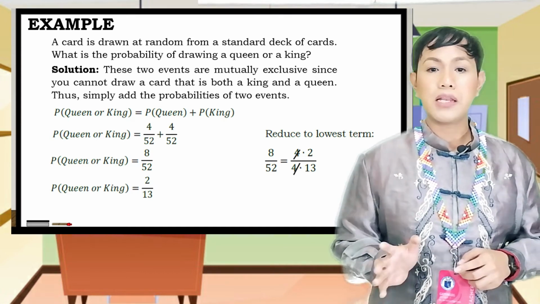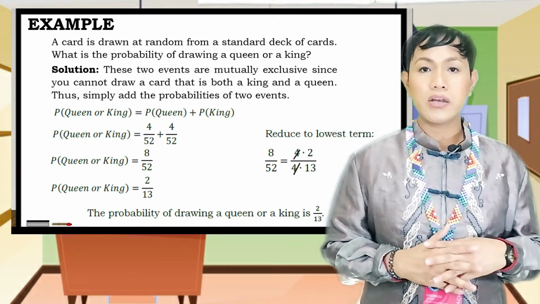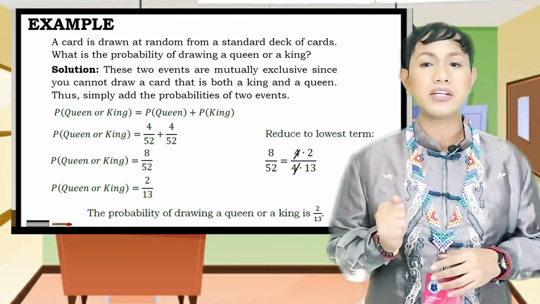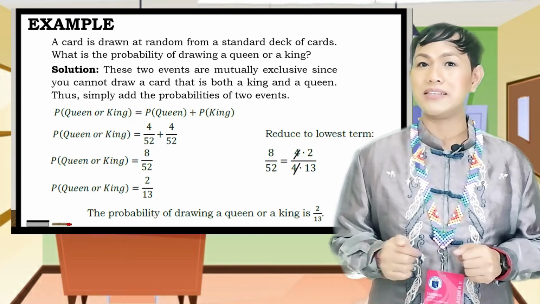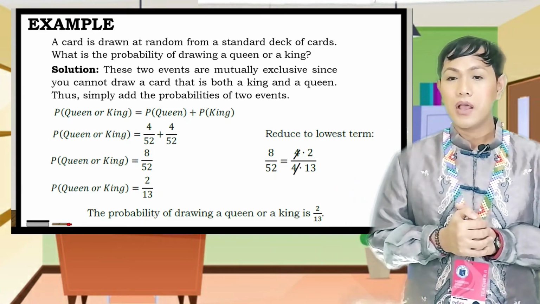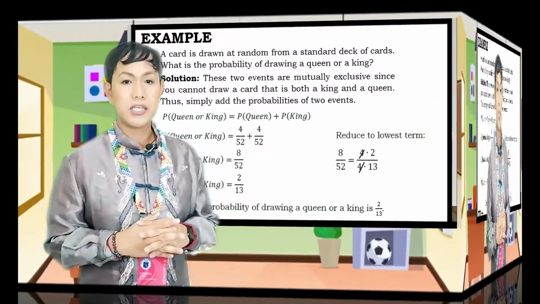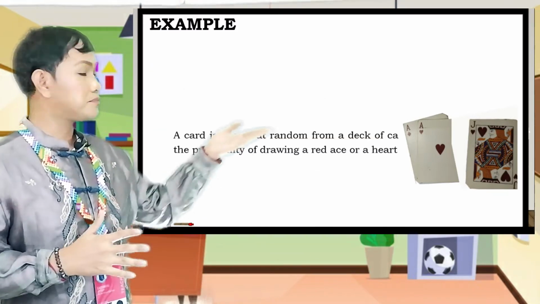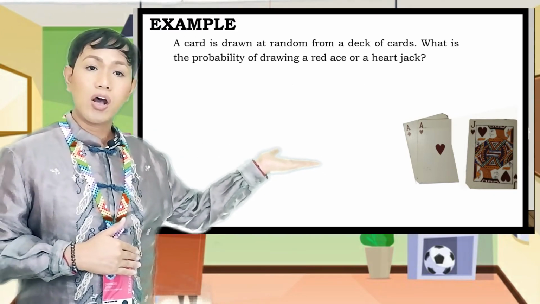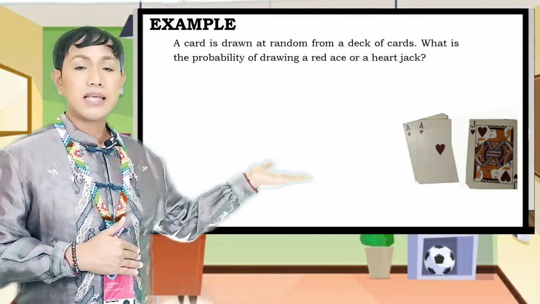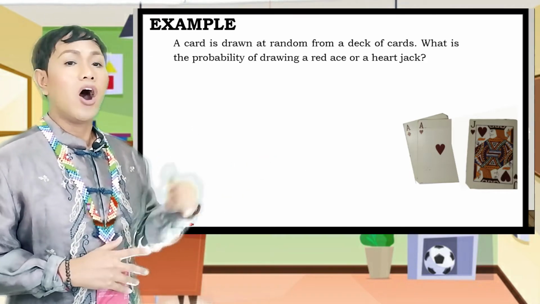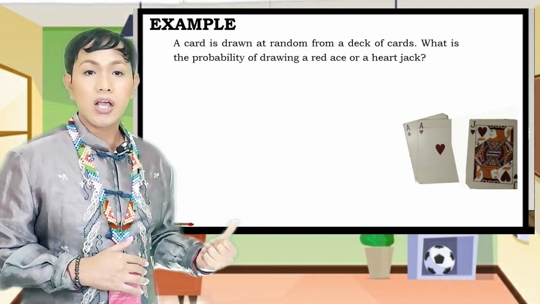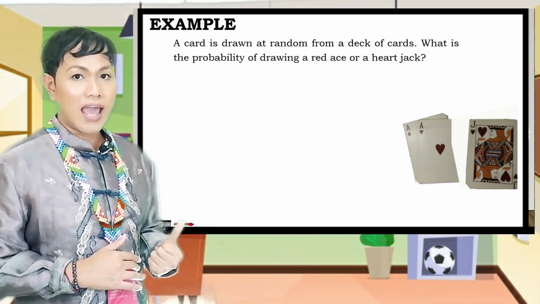Therefore, the probability of drawing a queen or a king in a standard deck of playing cards is equal to 2 over 13. What about in this particular problem? A card is drawn at random from a deck of cards. What is the probability of drawing a red ace or a heart jack?